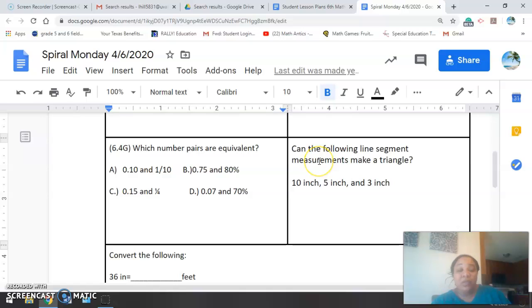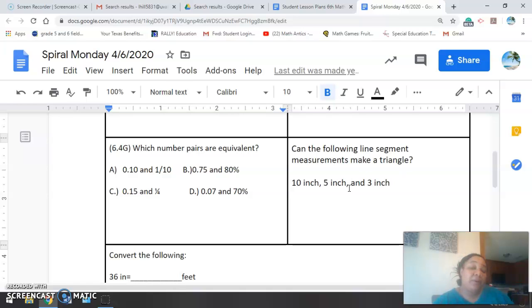And also with your decimals, you have to make sure you do your TIBO. You can also TIBO like your 1/4 and see if that's equivalent to 15%. Okay? The next one is, can the following line segments measurements make a triangle? You got 10 inches, 5 inches, and 3 inches.